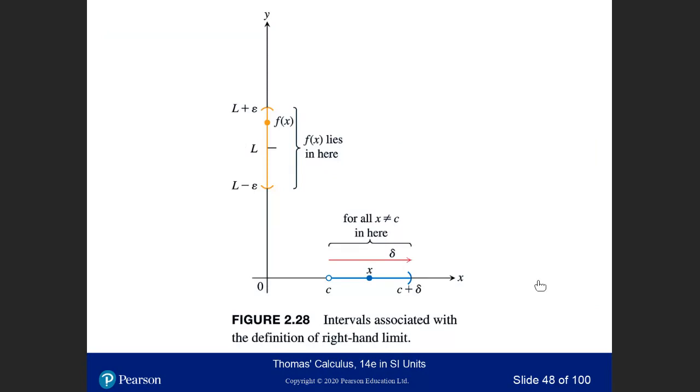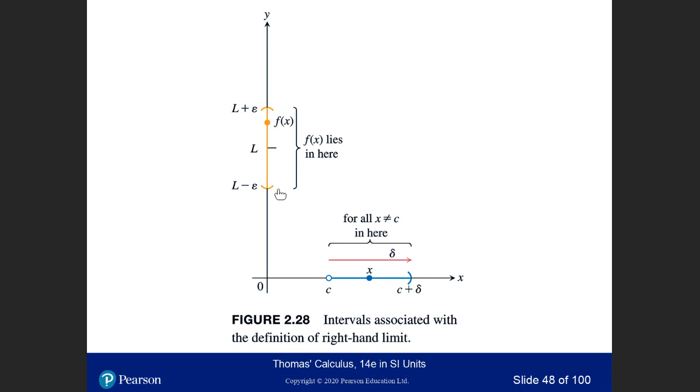Here is a pictorial representation of what you mean. When you're given an epsilon greater than 0, because this is L, you want your function values to be between L plus epsilon and L minus epsilon. So we choose delta so that for x greater than c and less than c plus delta, you get this interval. When x is in this interval, except c of course, your function value should lie between these points.